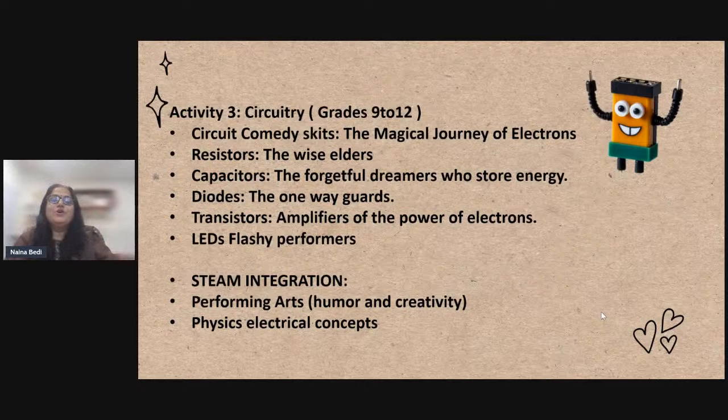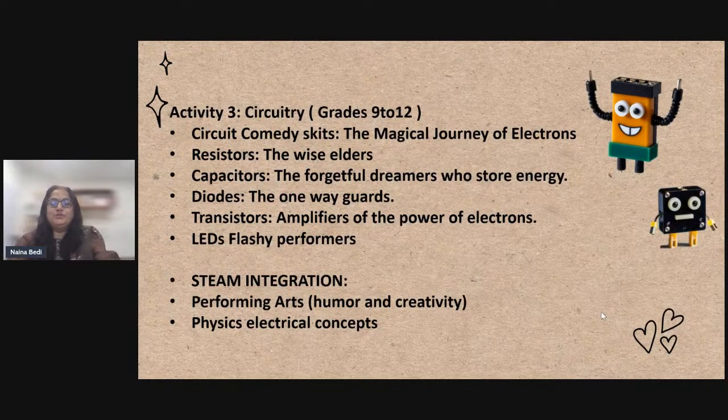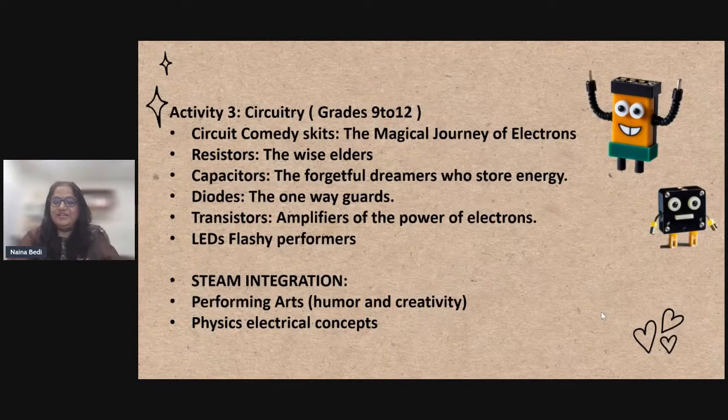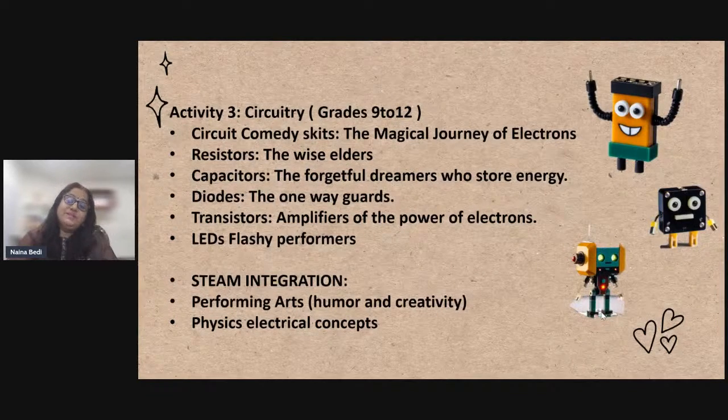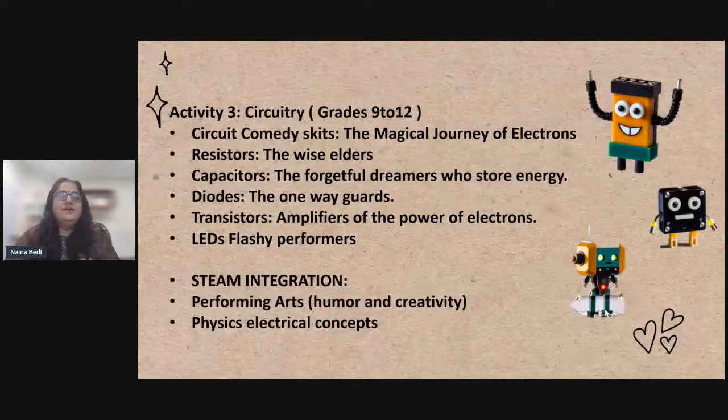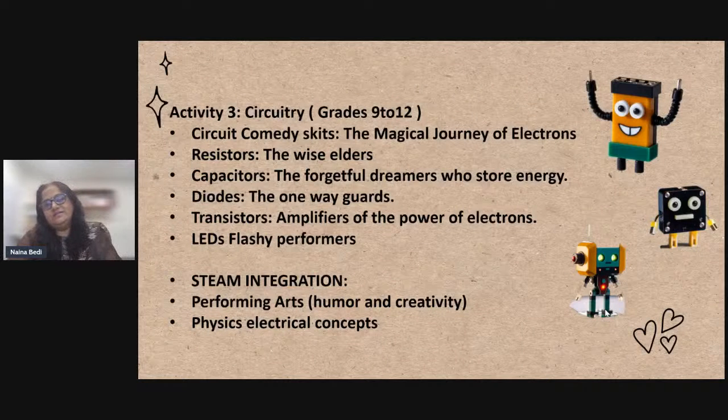You can give a nice name to the skit, like the magical journey of electrons, isn't it? The electrons are the heroic people of this story and they have started their journey. But what happens in between? There are some characters like resistors. Resistors are the wise elders who are slow, and they advise the electrons also to go slow, not to be impulsive. I hope you all are enjoying this story.